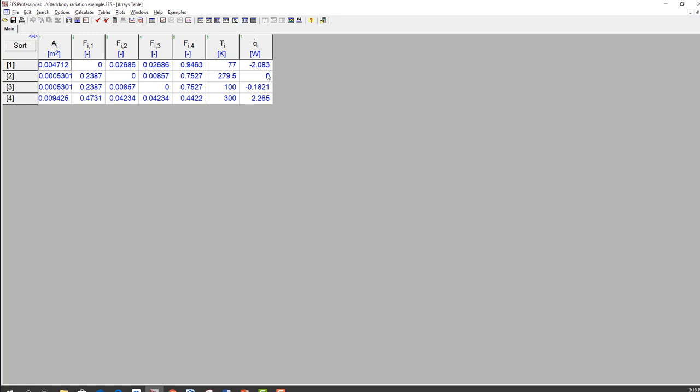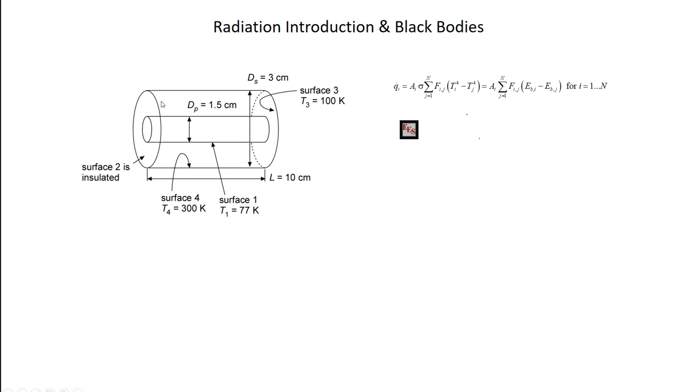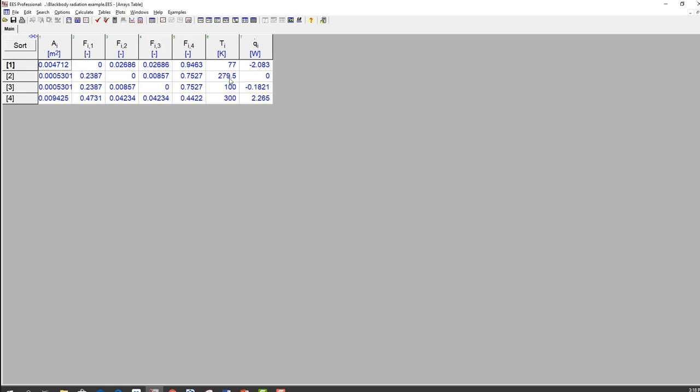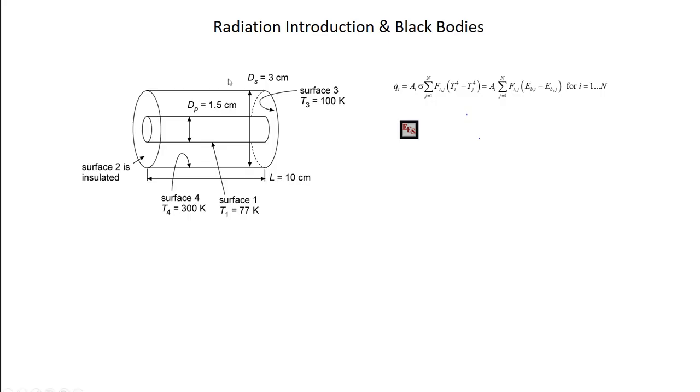This left-hand shield over here, this insulated shield, I didn't know what its temperature was, but I knew that it was insulated. This is telling me that 279.5 Kelvin is the temperature that it would need to come to in order to have no net radiation heat transfer, right? This is the temperature where this surface is going to radiate to this surface and to this surface, and it's going to receive radiation from this surface, and that's all going to balance out to make this thing adiabatic, right?